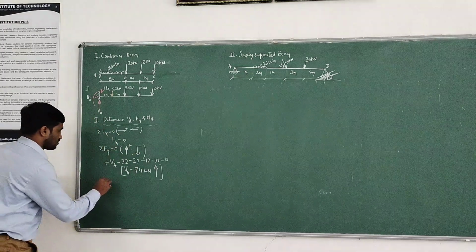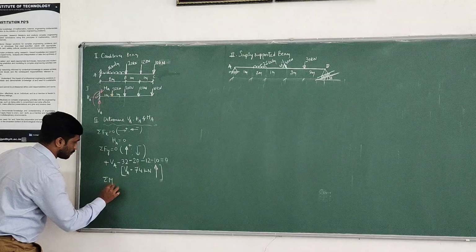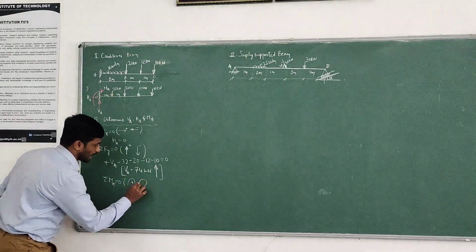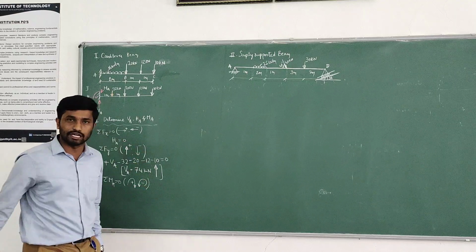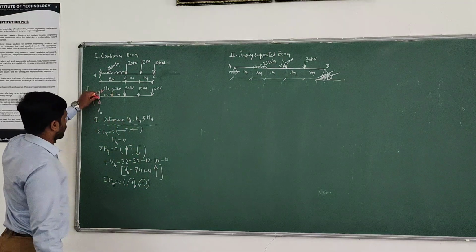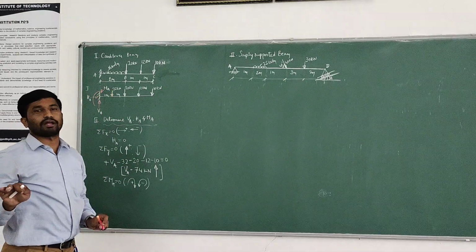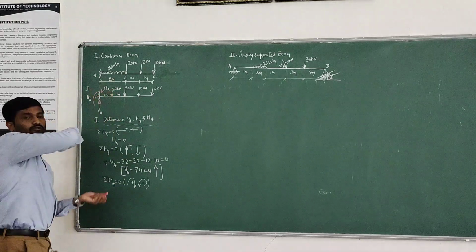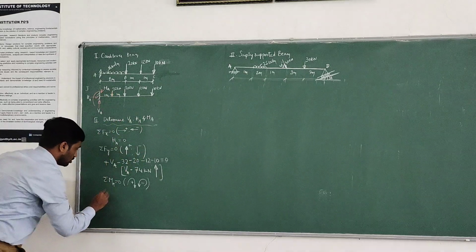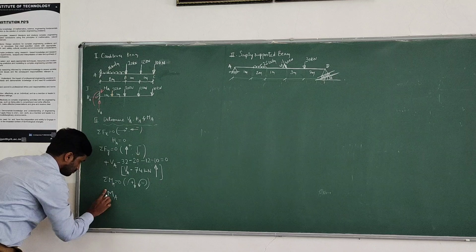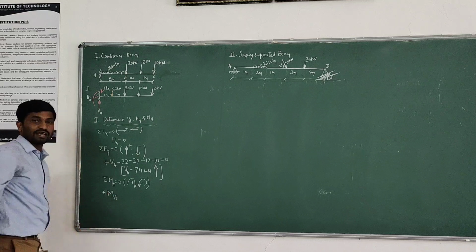Next, take sigma moment at A equals 0. Take clockwise moments as positive, anti-clockwise moments as negative with respect to this point. So MA is already present as a moment. Take this as clockwise, whatever we assumed, that is clockwise. Therefore plus MA.